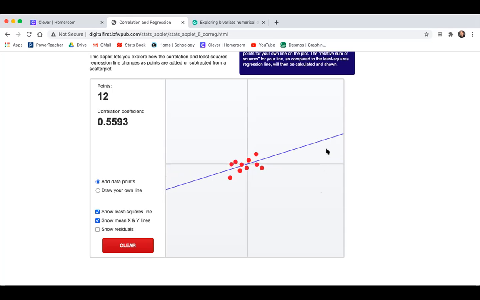Fantastic. That's just about it. Those high leverage points, if I would have just stuck it way over here, you can see it's not really influential. It helps our correlation coefficient, but it does not really have a big change on the slope or the y-intercept.